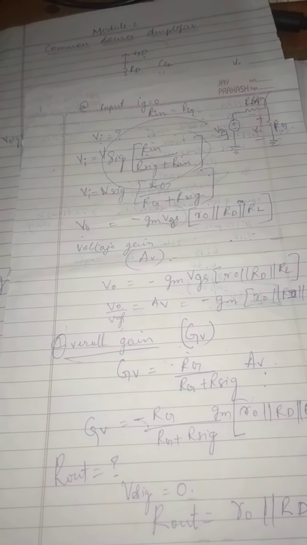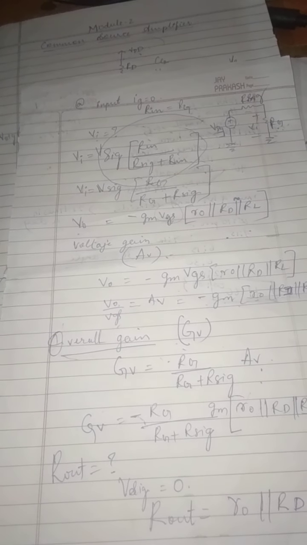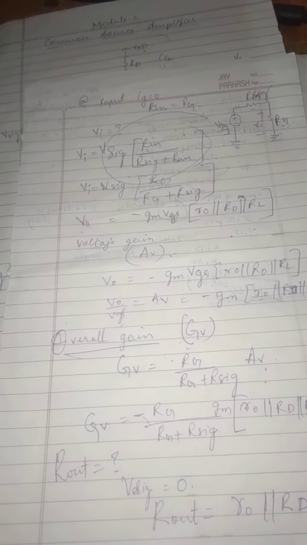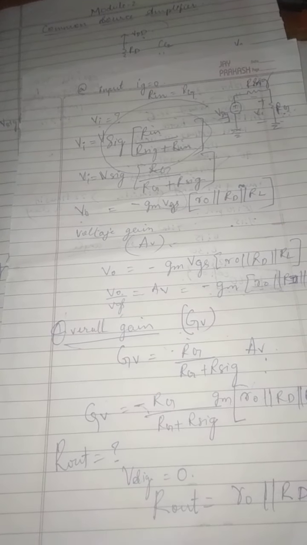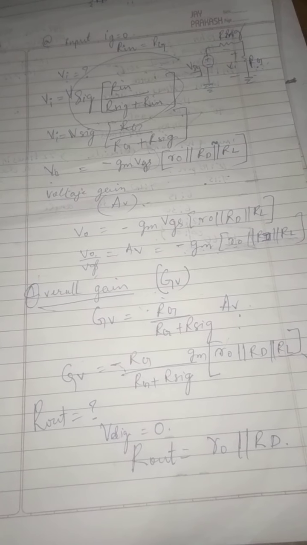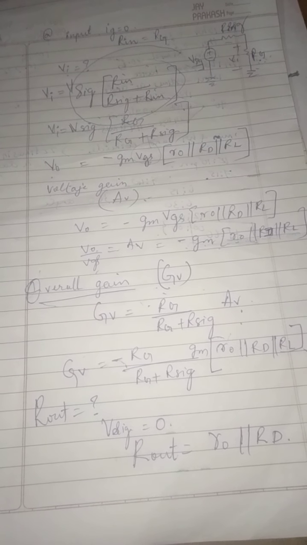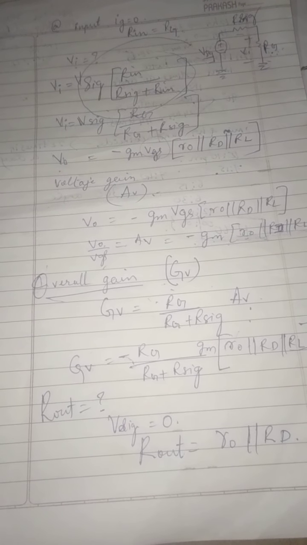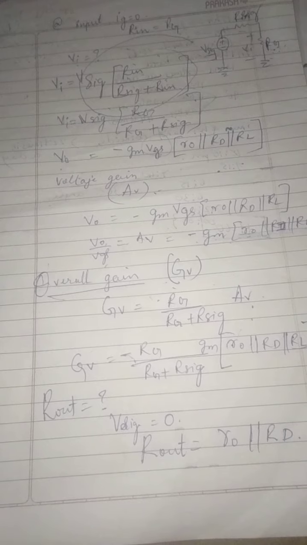Now accordingly we have to find the voltage gain. To find the voltage gain, we have to find the input voltage and output voltage. After finding that, output by input will give us the voltage gain. Once that is done, go for finding the overall gain. Overall gain is nothing but the resistance present at the input part multiplied by the gain. And when you want to find the output resistance, your VSIG should be made 0. That means you just short circuit your input part, and at the output part only two resistances will be present, R0 and RD, both in parallel. Hence R0 parallel to RD will be my output resistance.